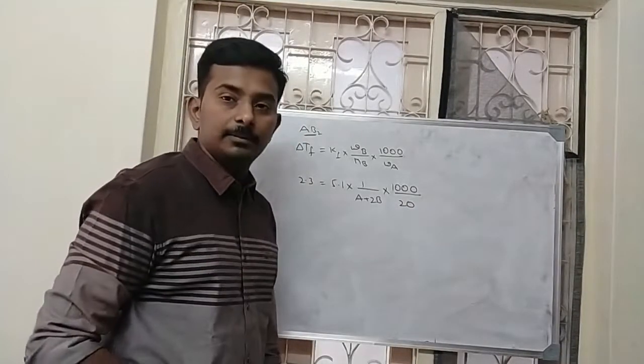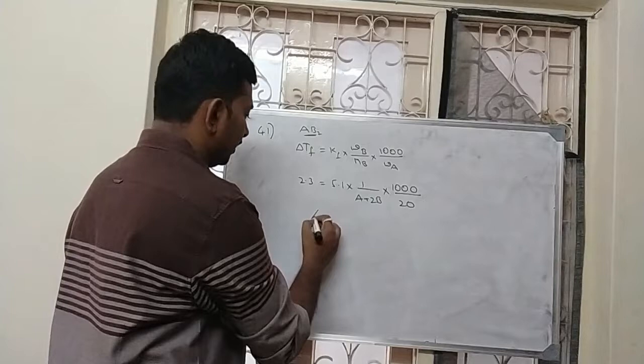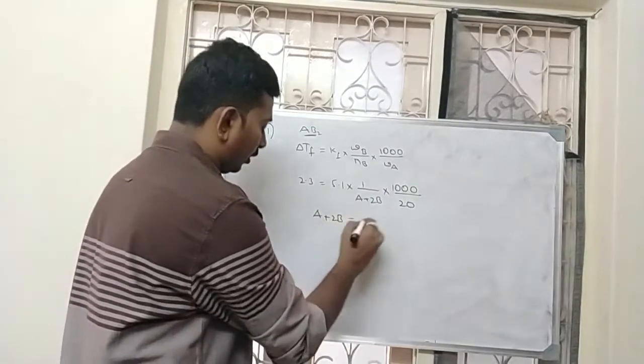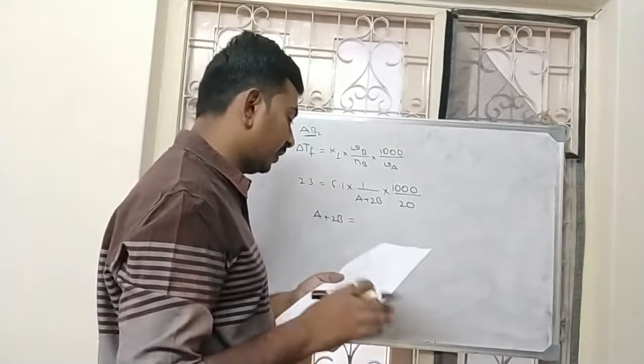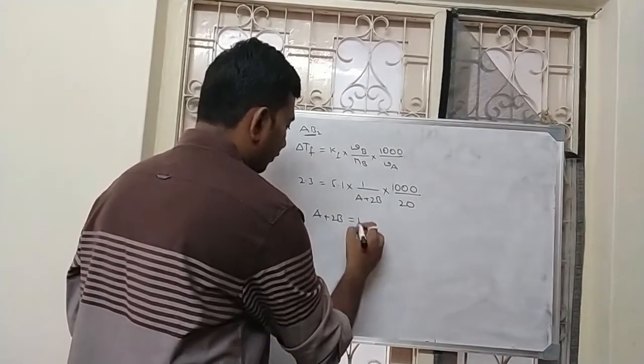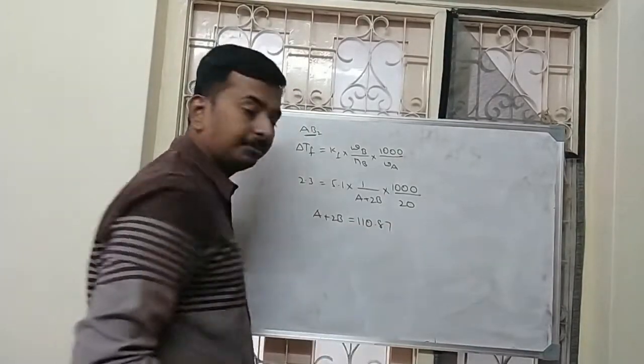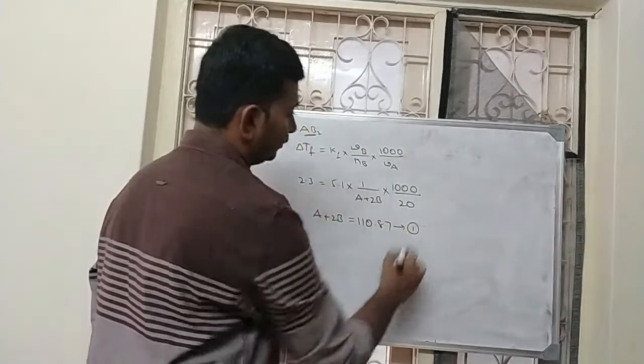Mass of the solvent is 20. On simplifying this, you will get the value of A plus 2B as 110.87. Let this be equation number 1.